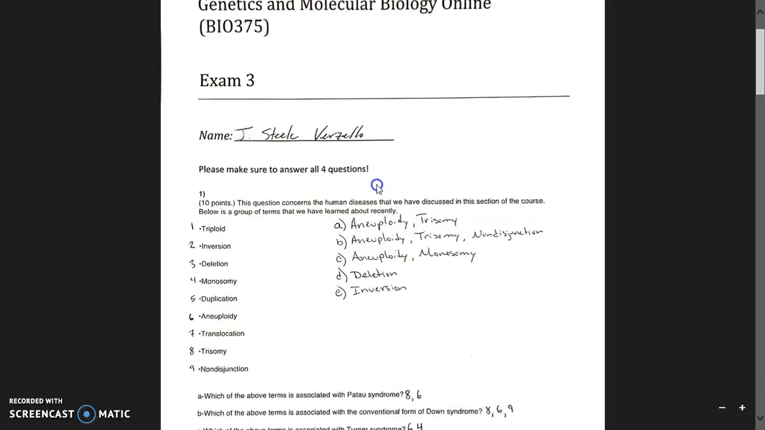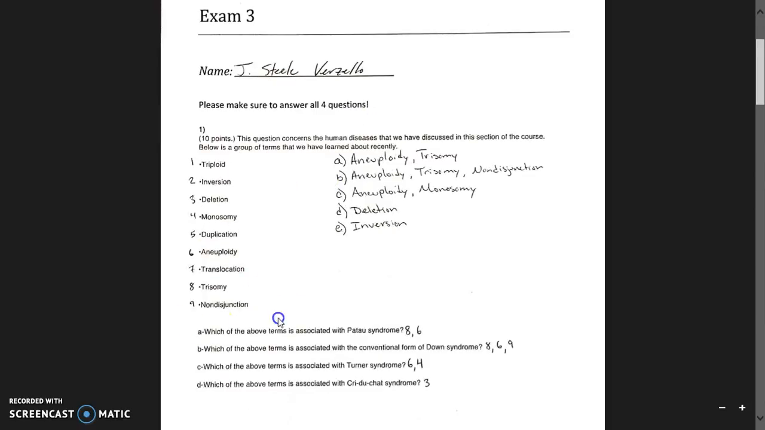So for question 1, this question concerned the human disease that we have discussed in this section of the course. Below is a group of terms that we have learned about recently. So parts A through D here, I just numbered them for myself just to make it a little bit easier in the beginning, but which of the above terms is associated with Patau syndrome?